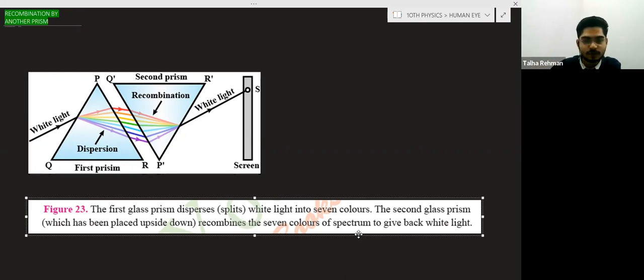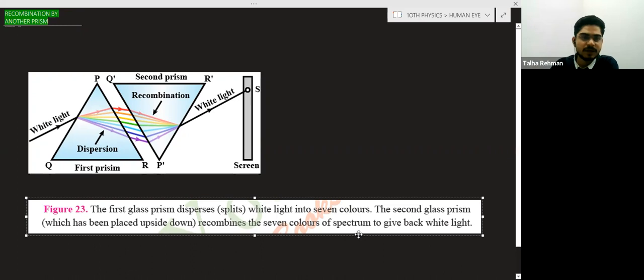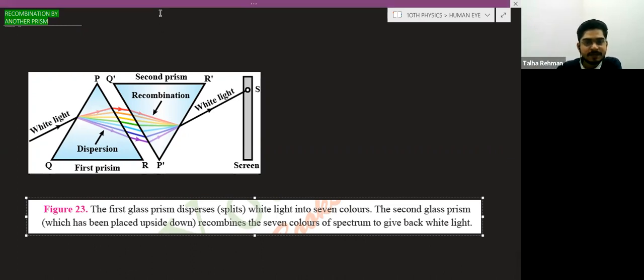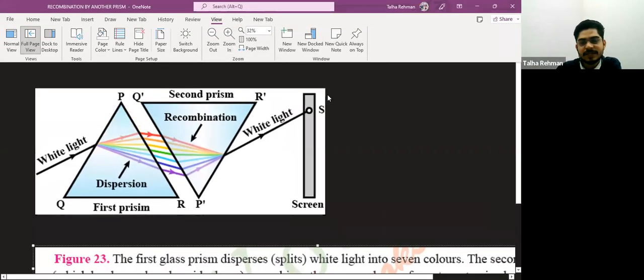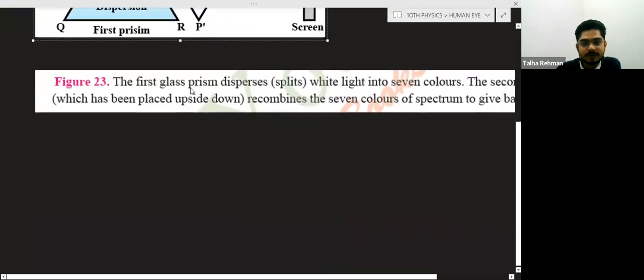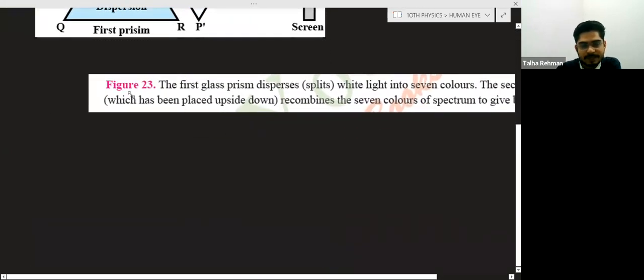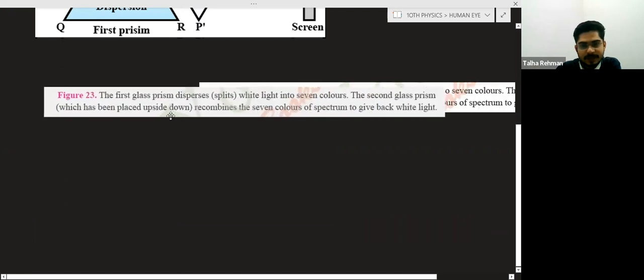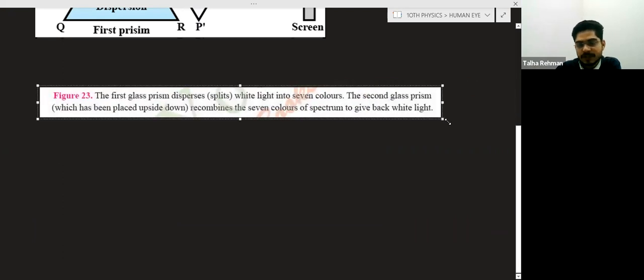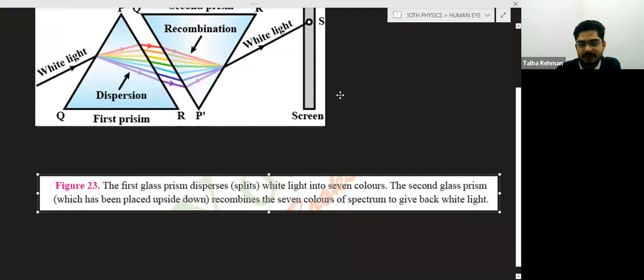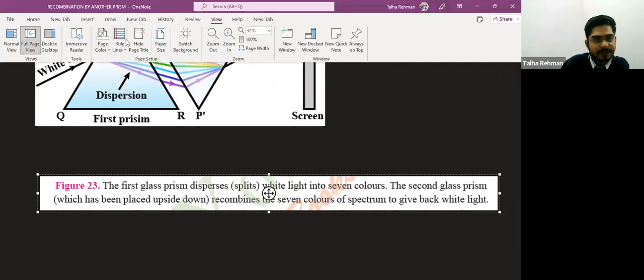So why is this recombination of the 7 colors taking place? Recombination of 7 colors is taking place because you have placed a prism in the upside down position. Here also there is a refraction, but the refraction is taking place in such a way that there is a recombination of the colors. So basically, two points we will write here.